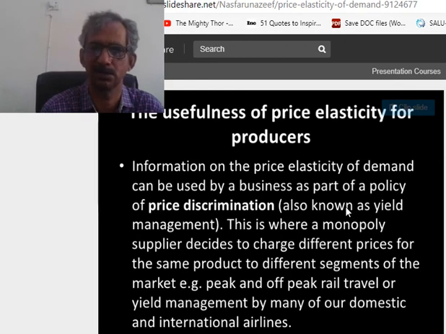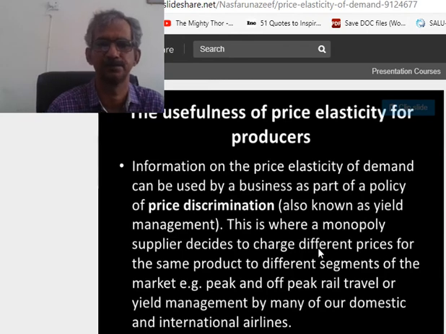Usefulness of the price elasticity of demand for the producers. Information on the price elasticity of demand can be used by a business as part of a policy of price discrimination, also known as yield management. This is where a monopoly supplier decides to charge different prices for the same product to different segments of the market, e.g. peak and off-peak rail travel, or yield management by many domestic and international airlines.